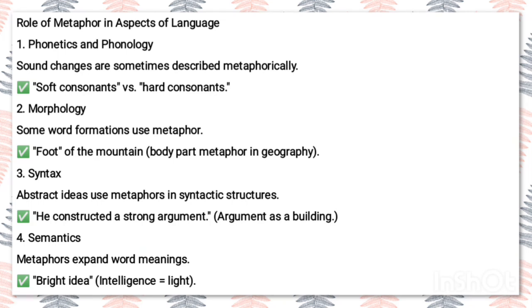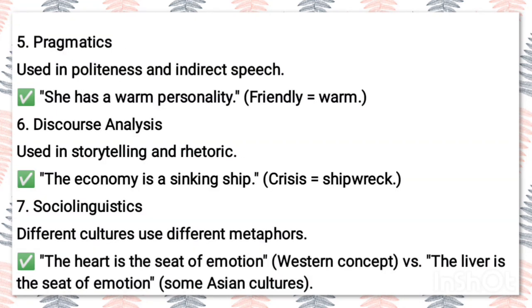Next one is semantics. Metaphors expand and enrich word meaning. For example, bright idea. Here intelligence is compared to light. Next one is pragmatics. A metaphor helps convey indirect meanings, often for politeness or nuance. She has a warm personality. Warmth is metaphorically associated with friendliness. Next one is discourse analysis. Metaphor helps create vivid imagery in storytelling and persuasive speech. The economy is a sinking ship. The economic crisis is compared to a shipwreck.